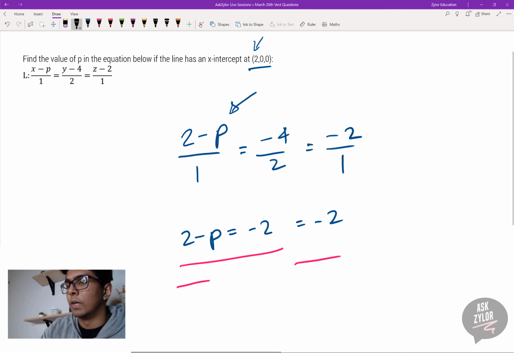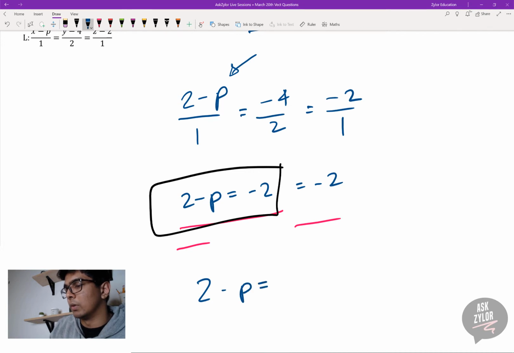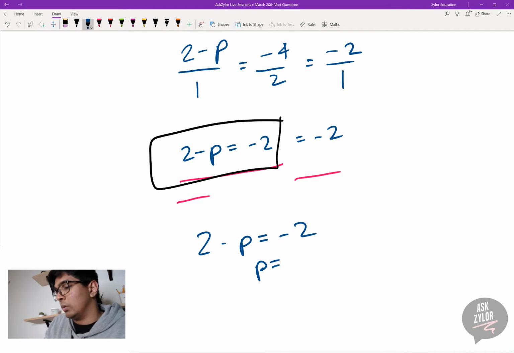So I'm just going to go ahead and stick with the first two, so this, to go ahead and solve that. So I'm just going to do 2 minus p is equal to -2, so p is equal to 4.